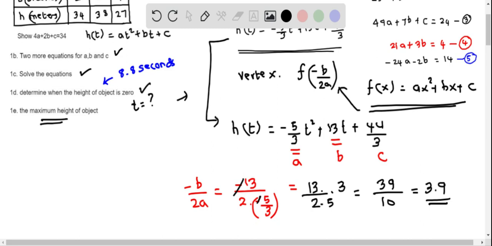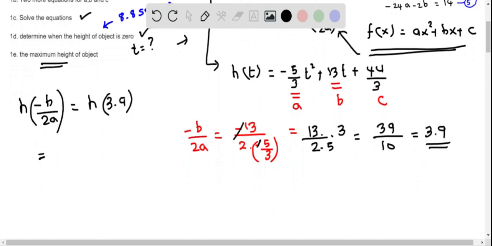So to determine the maximum height, we have to find this h of minus b by 2a. We just found minus b by 2a is 3.9. So basically we have to find h of 3.9, and this means we have to substitute t as 3.9 into the h of t model, that is into this equation. So let me do that. This is going to be minus 5 by 3. In place of t, I'm replacing it as 3.9.